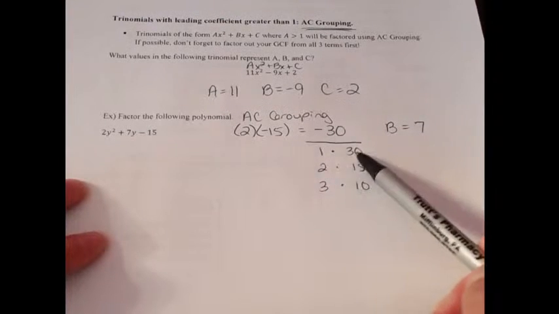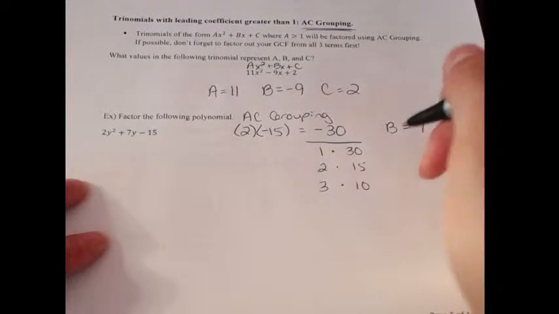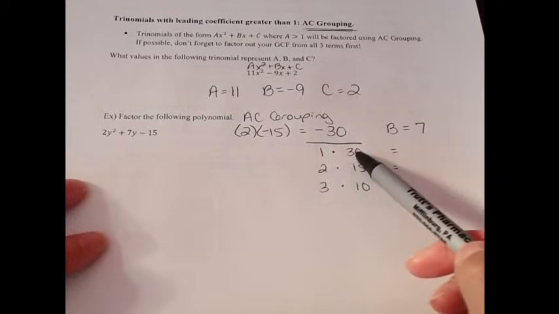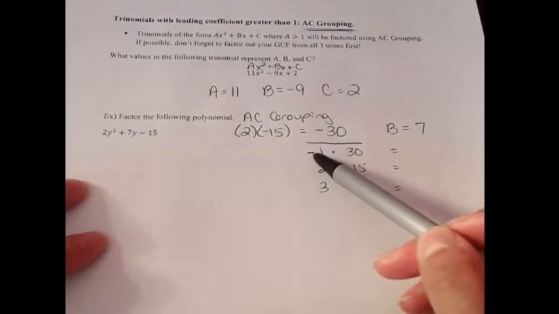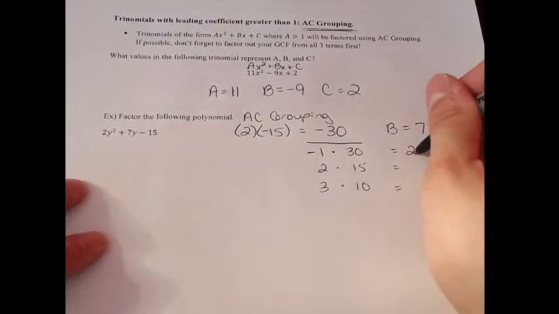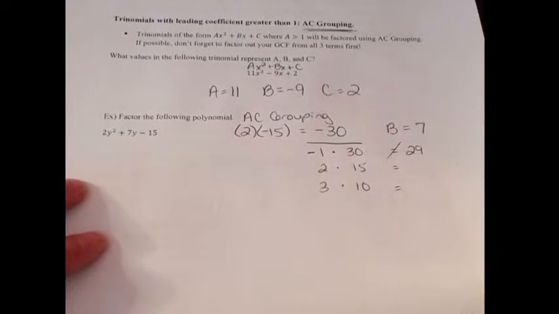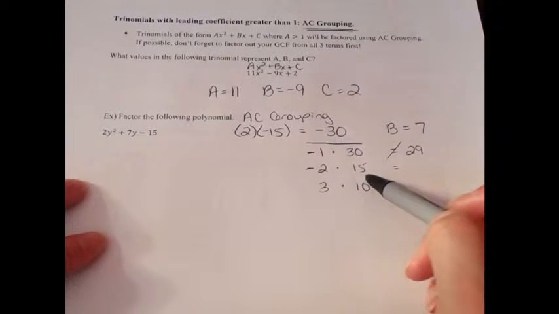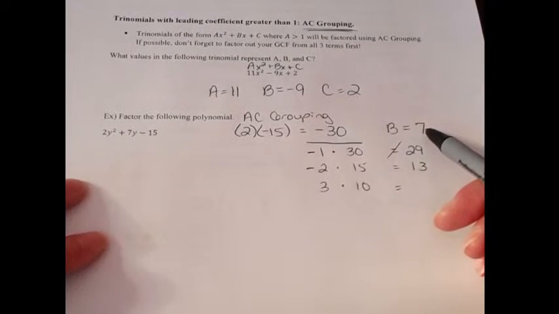Now when I combine these, I want to get a positive answer. So if I want to get a positive answer, do you all agree that essentially when I combine them, your larger number should be positive and your smaller number should be negative? Let's test this out. Negative 1 times 30 is a negative 30. Negative 1 plus 30 is a positive 29. That is not the same as 7, so this is not the one we want. We have negative 2 times 15 is a negative 30, but negative 2 plus 15 is a positive 13. And that is not the one we want.